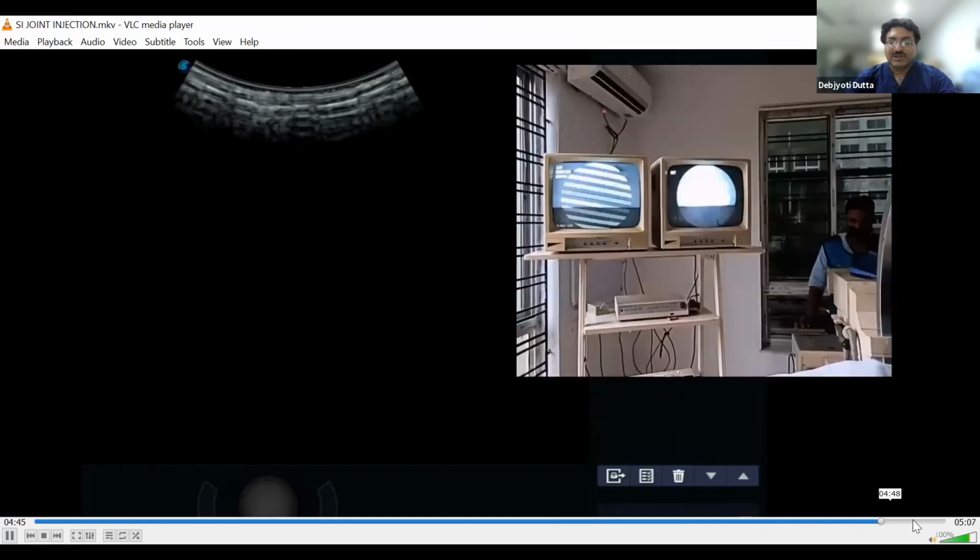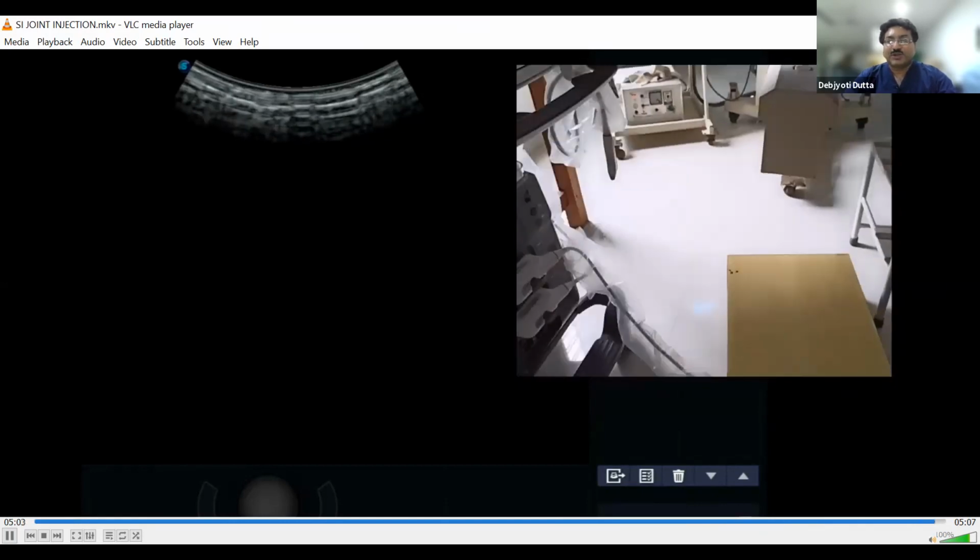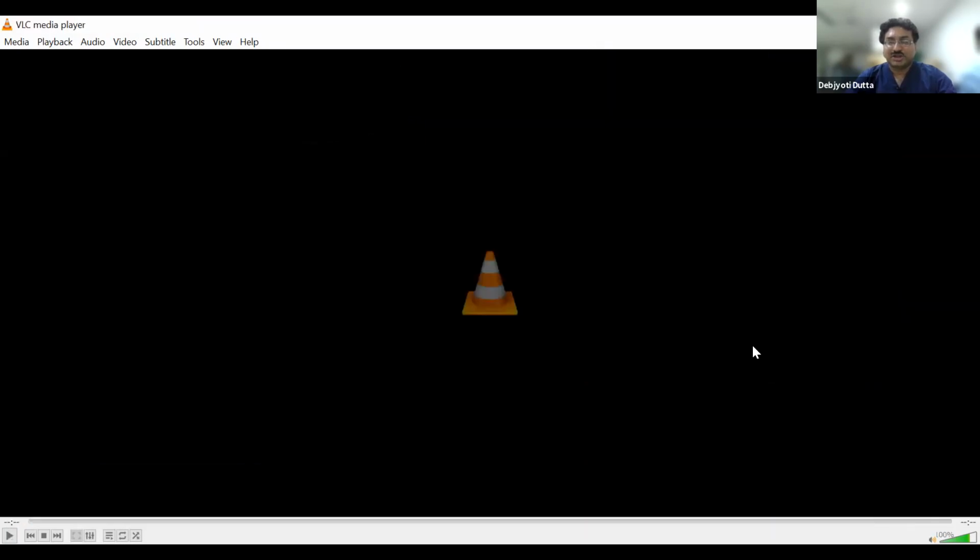And here in the sacroiliac joint, the needle tip is not visualized inside the joint, so there is no point whether you give it under vision or not; it hardly matters because you are not able to see the tip. In areas where you are able to see the distension or the fluid, in those cases definitely you can do it with ultrasound as well. So that is the sacroiliac joint injection.